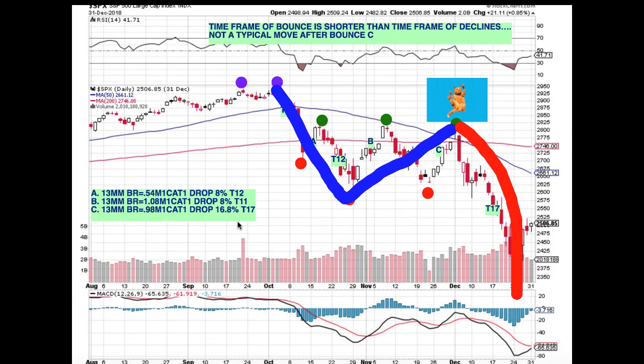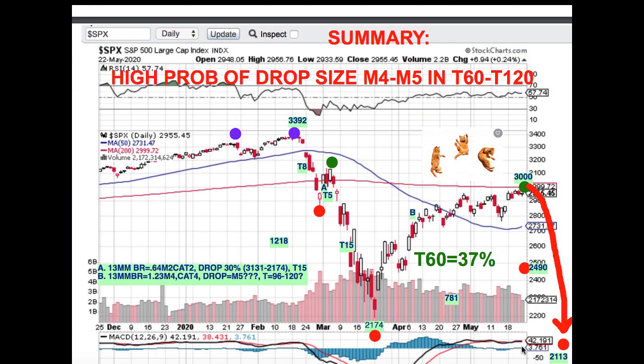So to help you visualize this a little bit better, here's your incomplete V formation again, your dead cat bounce right here, followed by a magnificent drop afterwards.